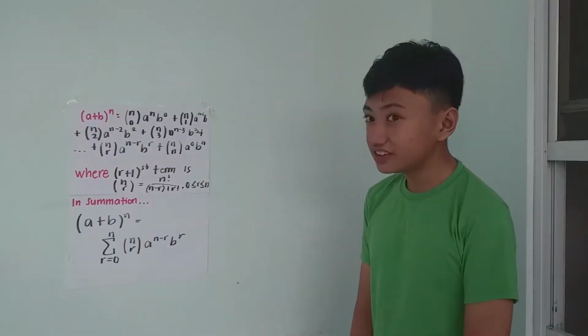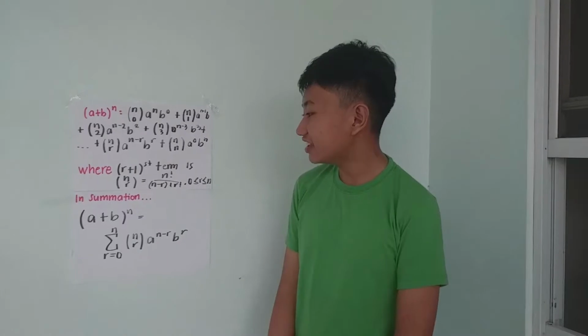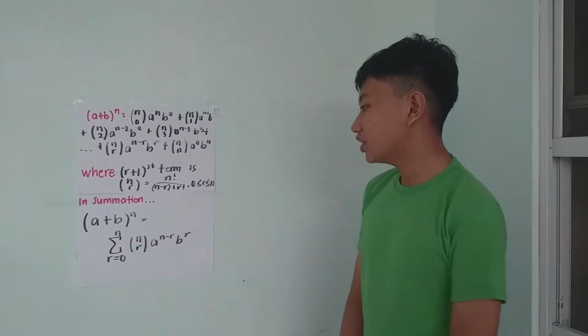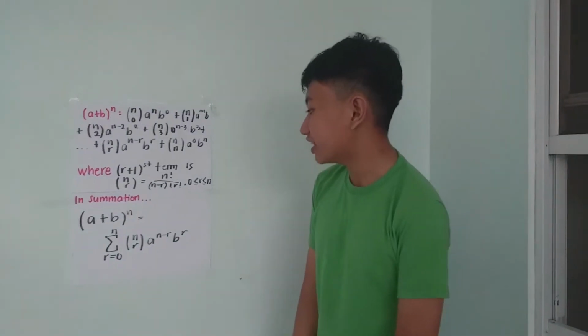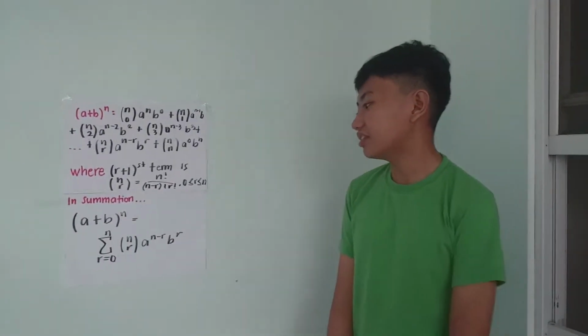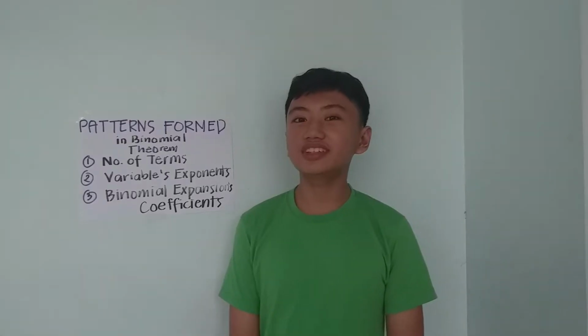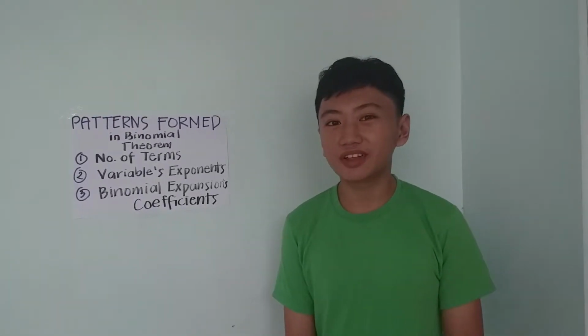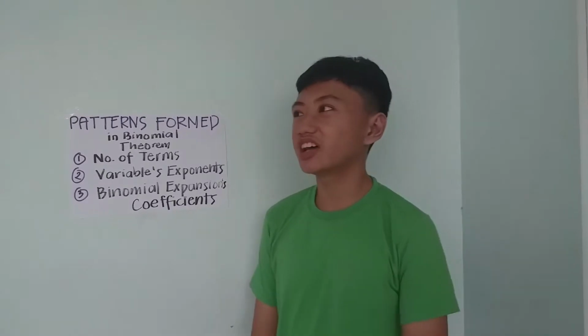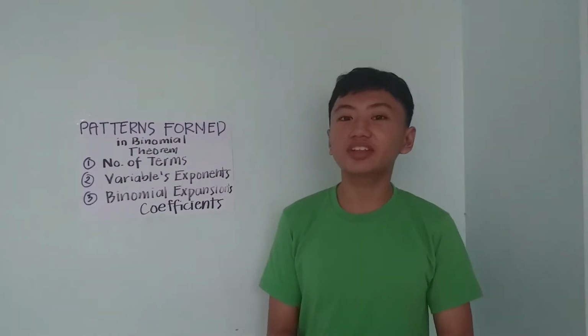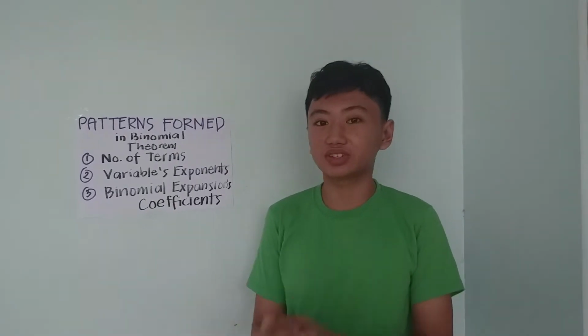In summation, a plus b raised to n is equal to the summation of the combination of n taken r at a time, times a raised to n minus r, times b raised to r. This is the formula for the binomial theorem. Now that we've discussed the introductory part of the binomial theorem, we will answer the question: how does the binomial theorem really help us find a shortcut in finding the terms of a binomial expanded to a certain degree?